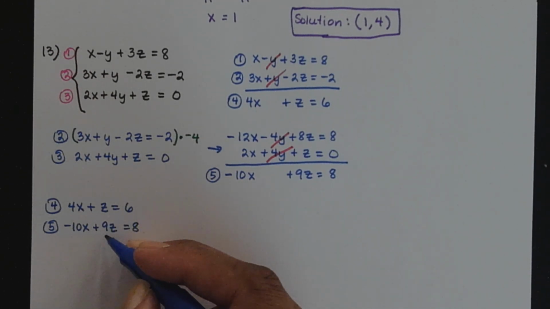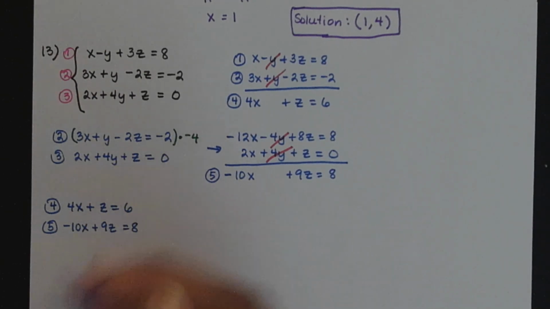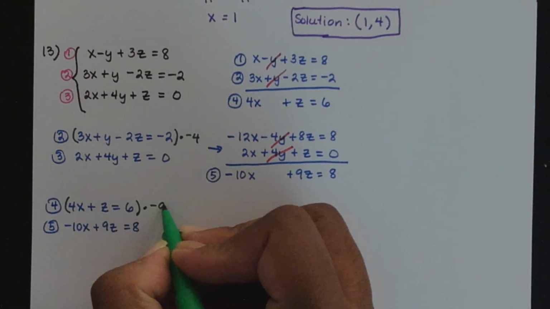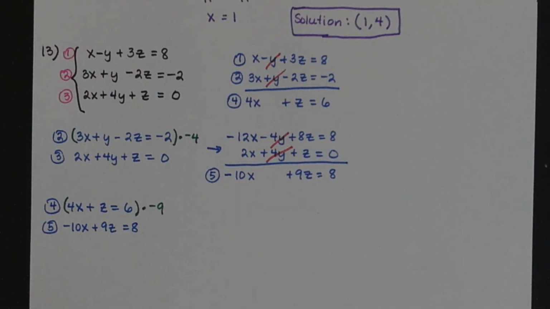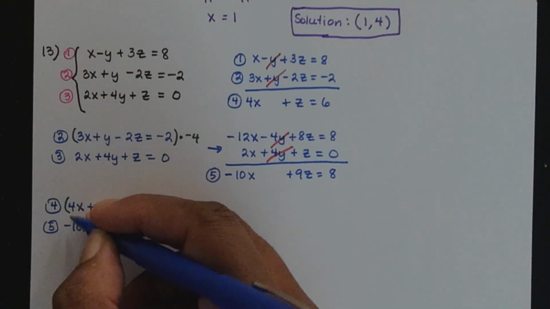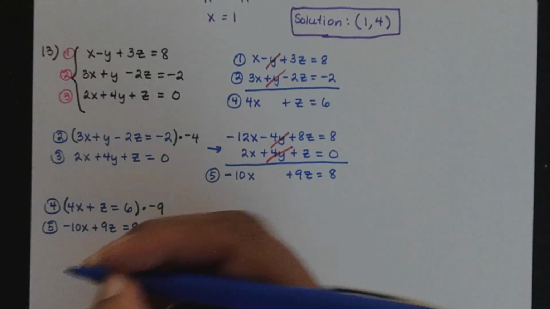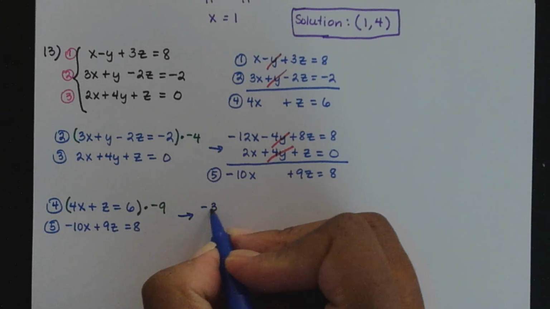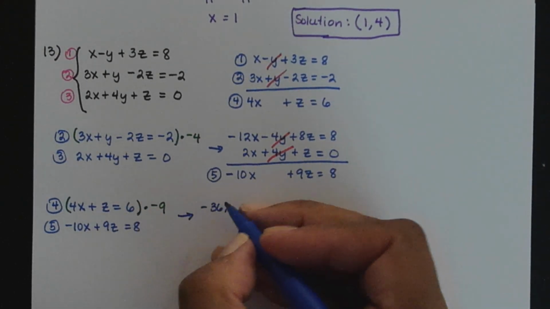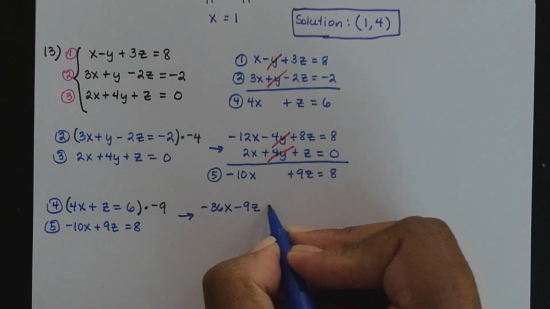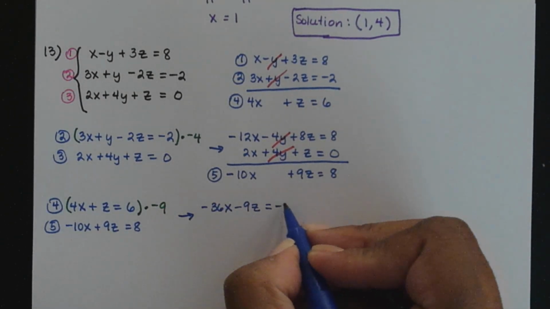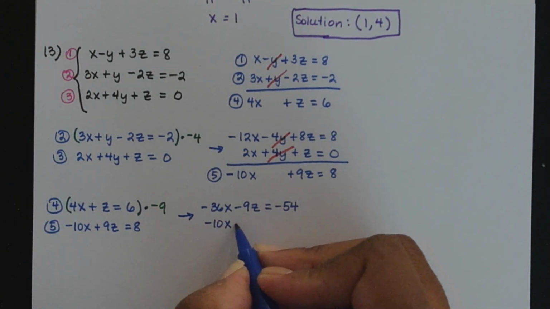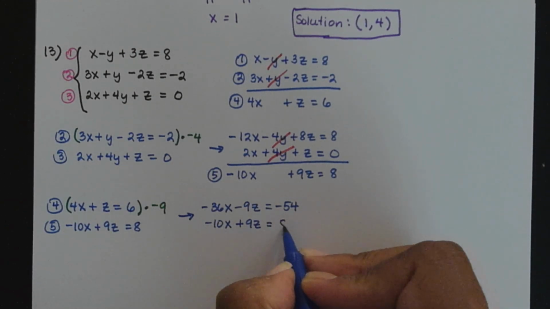And notice I have 9z. If I want this z to be minus 9z, I need to multiply that equation 4 by what? Negative 9. So here's what we'll have. Negative 9 times 4x would be negative 36x. Negative 9 times a z would be negative 9z, and it's equal to negative 9 times 6, negative 54. And I'll bring over that equation 5, that's negative 10x plus 9z is equal to 8.